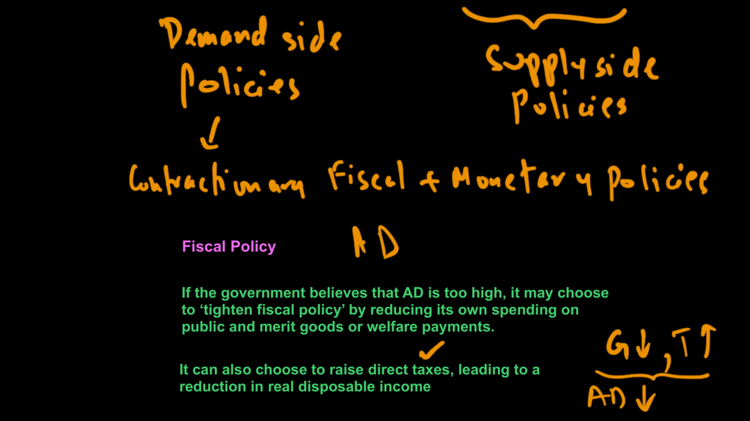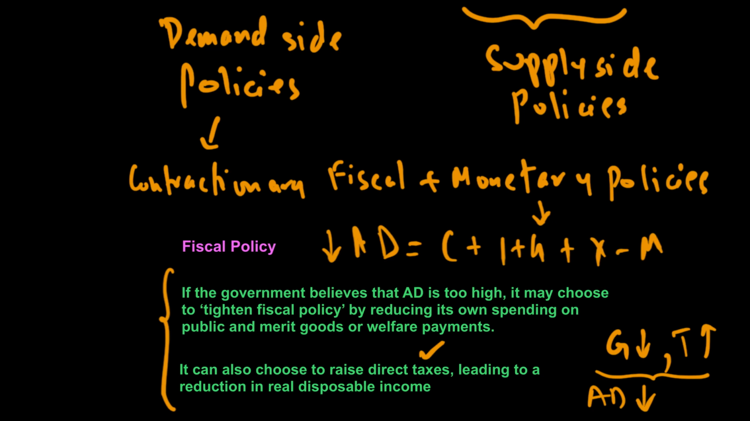Let me write this: AD is equal to C plus I plus G plus X minus M. So when government expenditure goes down, AD goes down. So this is the way we, through fiscal policy, try to make AD fall or slow down the growth of AD in an economy. The second step we use is what we call monetary policy. So let's discuss monetary policy.